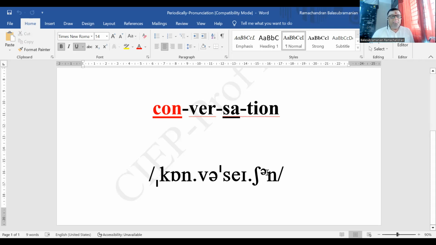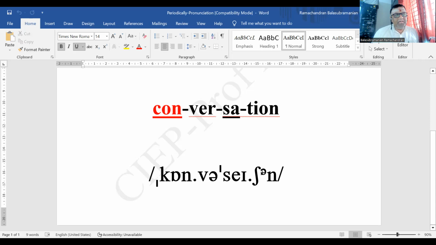You should realize that the final syllable, in words beyond 3 syllables, such as 4, 5, 6, 7-syllable words, will usually be weak. So we have a very weak schwa here. It is not shun, but shin. So the final syllable has to be pronounced like this: conversation. Conversation.